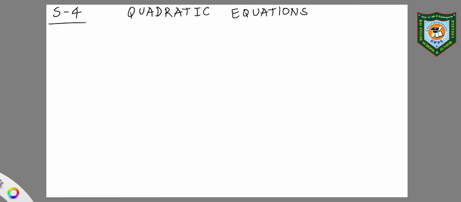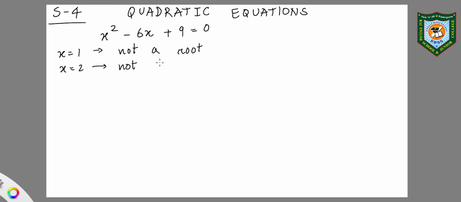Before we start the factorization method, we'll first see how we have solved quadratic equations previously. We have an equation, let's say x square minus 6x plus 9 is equal to 0. If we start substituting values, x equals 1 is not a root of this equation. Then if we substitute x equals 2, that is also not a root. And when we reach x equals 3, that is a root of this equation.